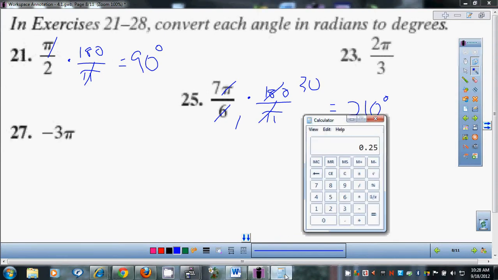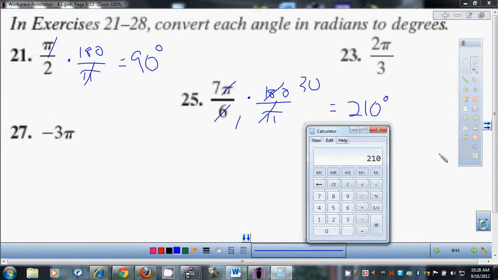And again, if you don't like reducing fractions, no big deal. Punch the whole thing in your calculator. I'm going to multiply straight across. Now, granted, you may not have a pi button on some of these, so we're just going to multiply by 3.142. Close enough. That's 7 pi times 180 divided by 6 divided by pi, 3.142. 210. Same thing. So even with a little handheld calculator, you can do these things.